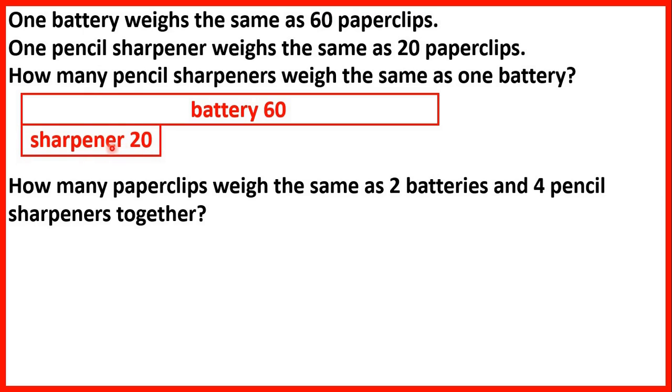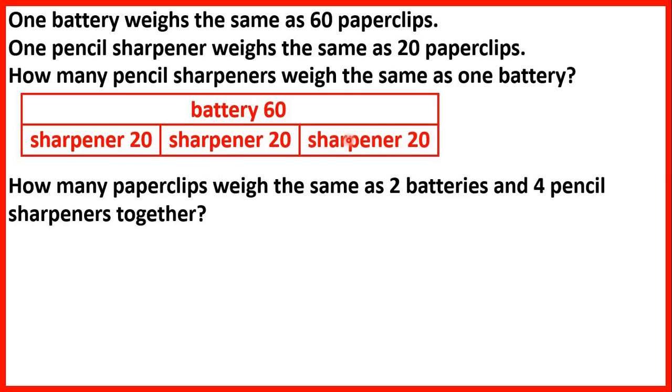So if a pencil sharpener is 20 paper clips, another sharpener will be another 20, so 20 plus 20 is 40, and then another sharpener, so a third sharpener, will be 60 paper clips, so we'll have the same weight as one battery. So our answer is 3 sharpeners, because 3 times 20 is 60.